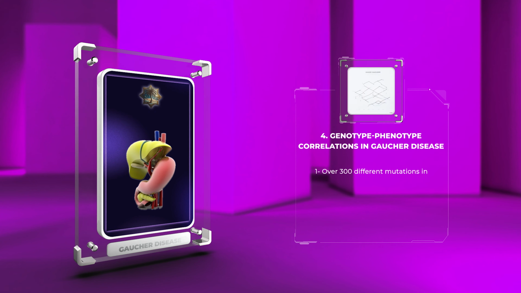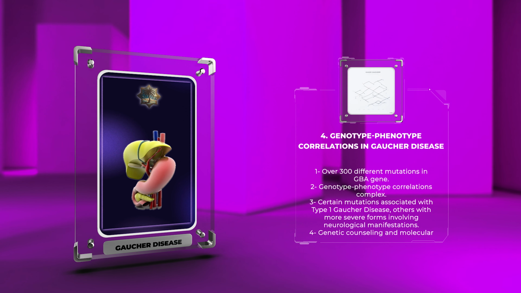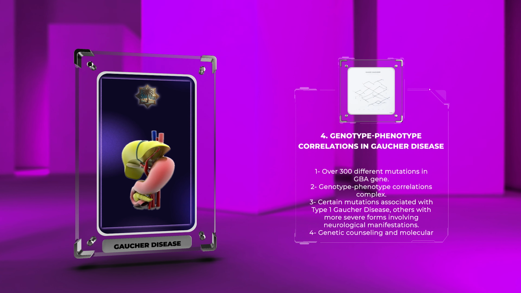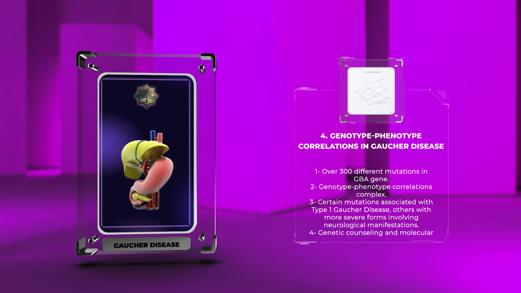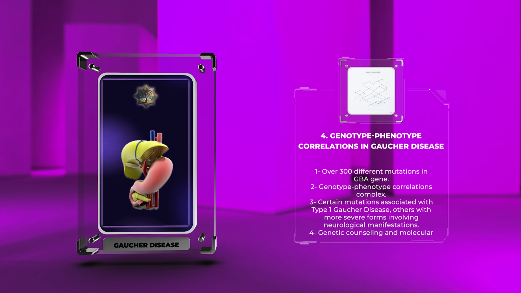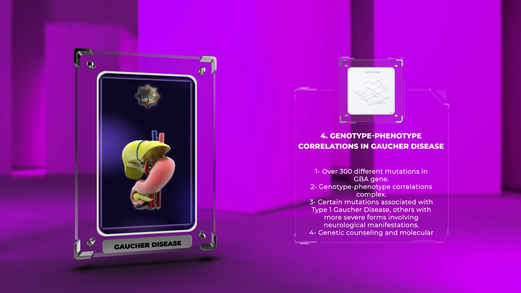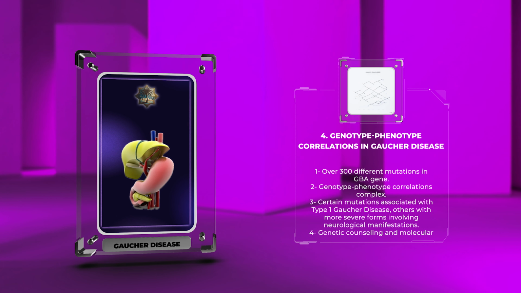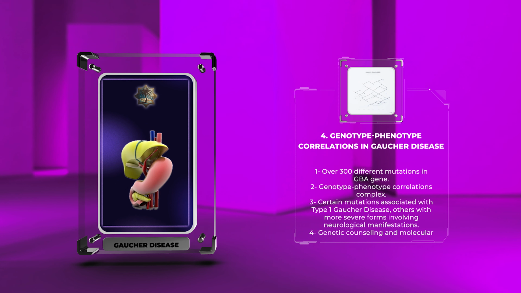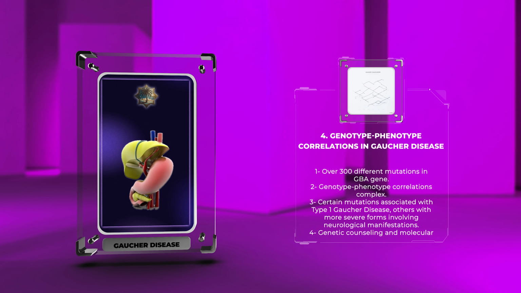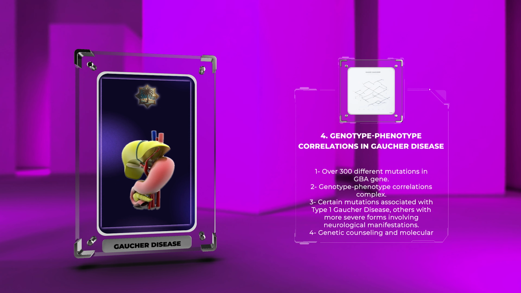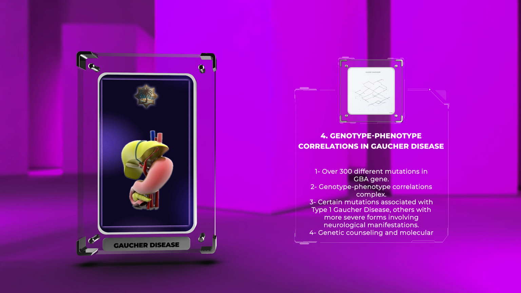The genotype-phenotype correlations in Gaucher disease are complex. Over 300 different mutations have been identified in the GBA gene, resulting in a wide spectrum of clinical presentations. Certain mutations, such as N370S, are more commonly associated with the non-neuronopathic type 1 Gaucher disease, while others, including L444P, are linked to more severe forms of the disease involving neurological manifestations. Genetic counseling and molecular testing are essential for accurate diagnosis and predicting disease severity.